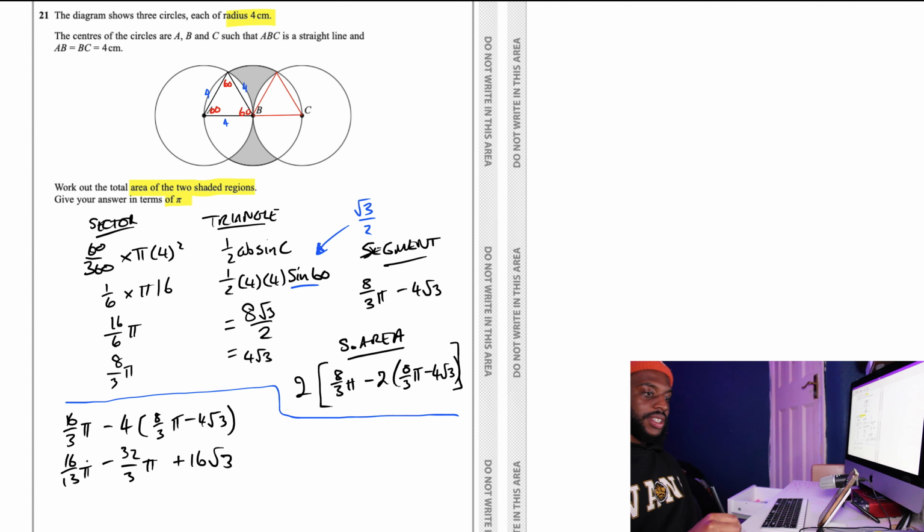Okay, so at this stage here, we need to minus these. So that's going to give us minus 16 over 3 pi plus 16 √3.